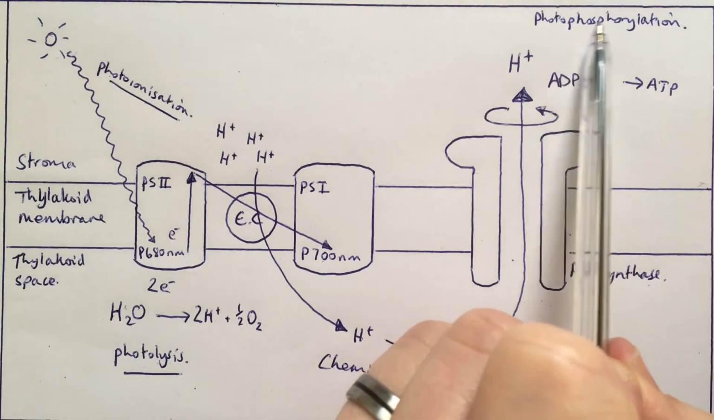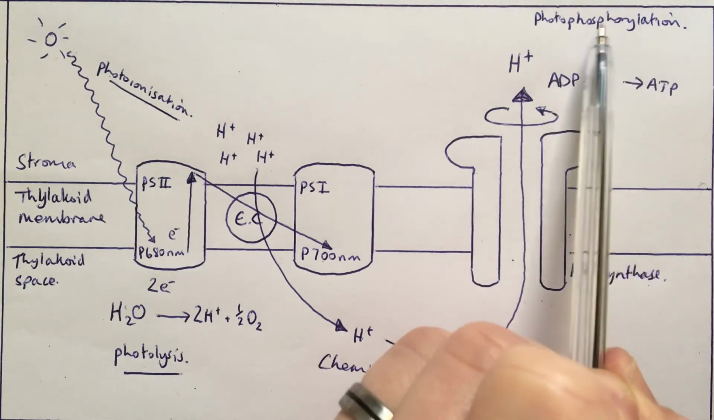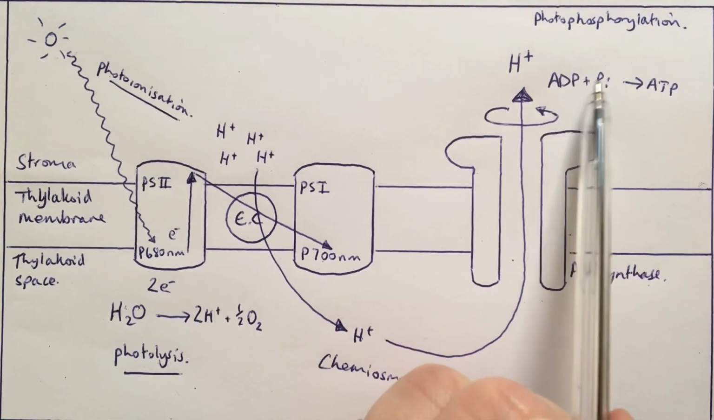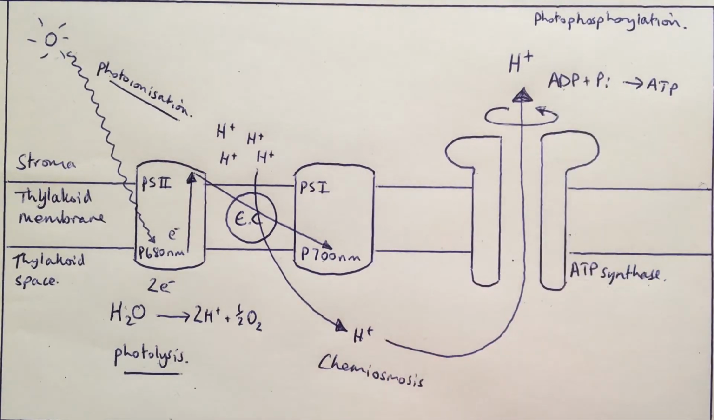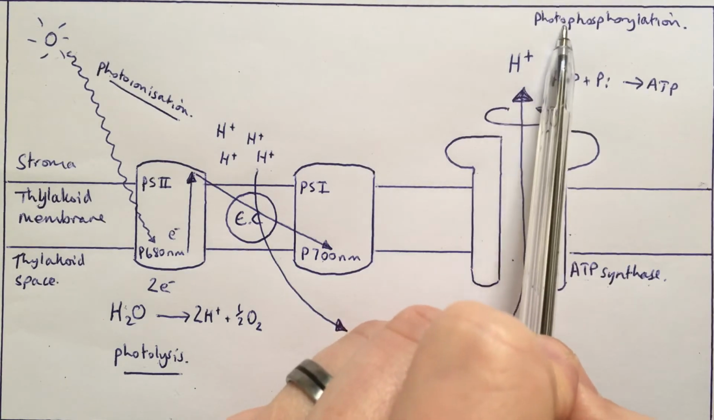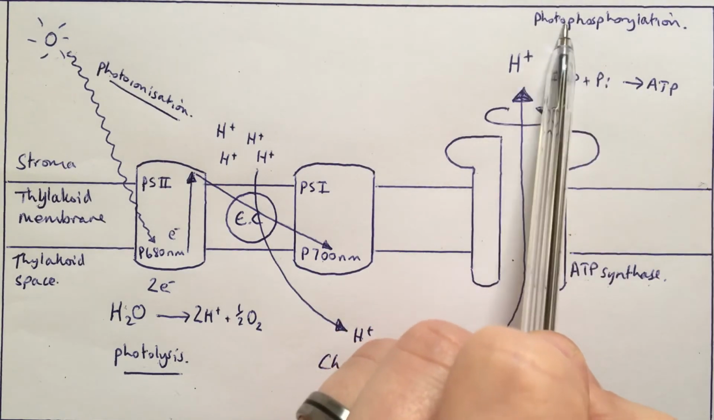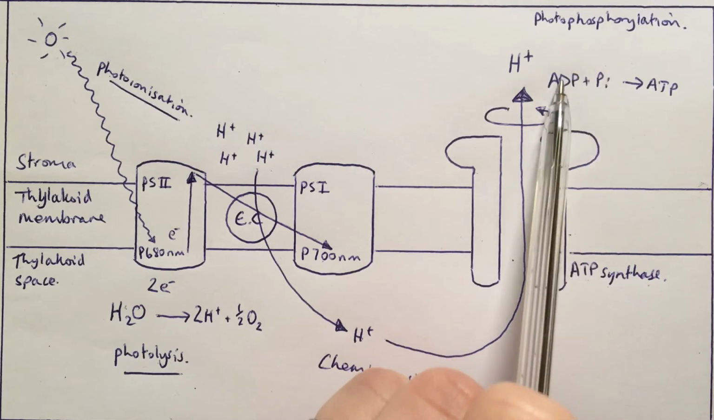The phosphorylation, the adding of phosphate essentially, so phosphate to a molecule, ADP, and photo, we're using light, so we use light to add phosphate to ADP.